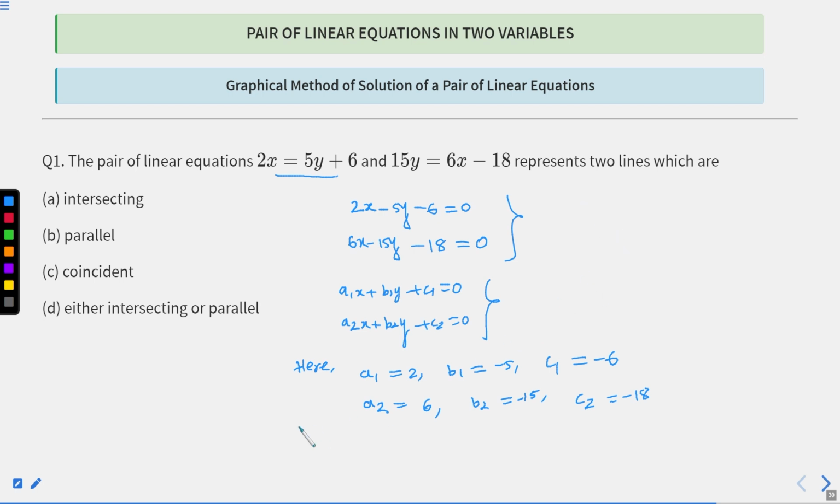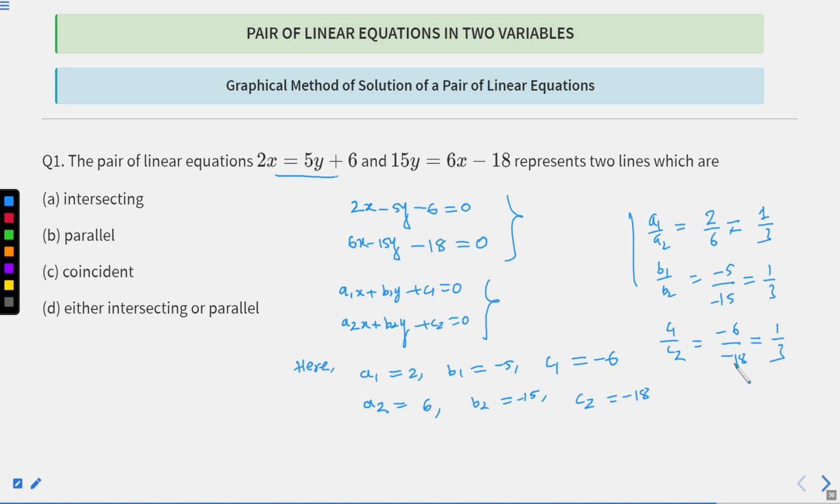Here we can find the ratios. a1 by a2 is equal to 2 by 6, b1 by b2 is equal to minus 5 by minus 15, and c1 by c2 is equal to minus 6 by minus 18. Okay, and this is equal to 1 by 3, this is equal to 1 by 3, and this is equal to 1 by 3 also.